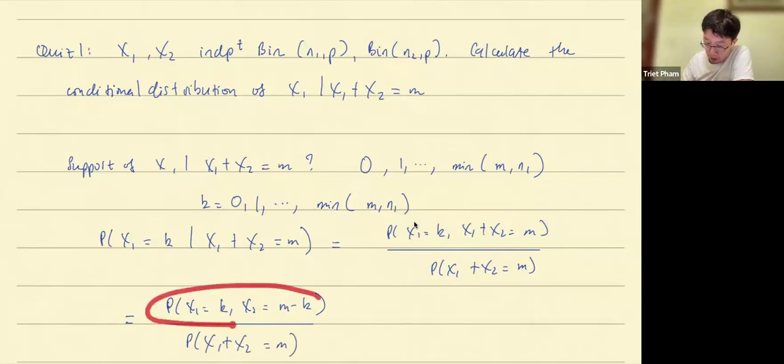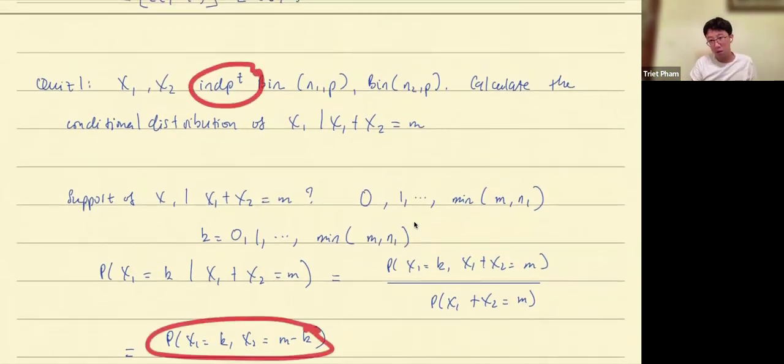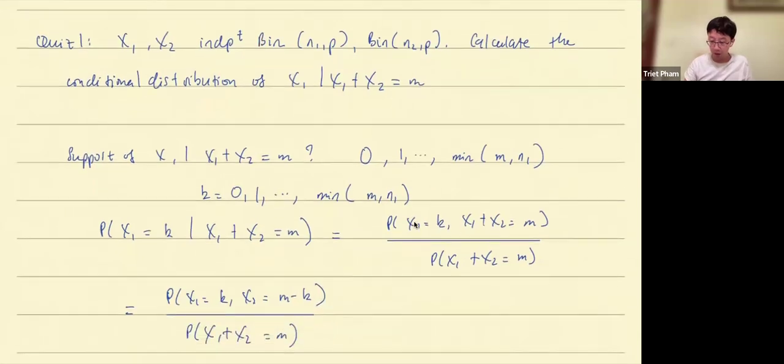And then what is this? Well, this is just a joint, right, of x1 and x2, and we know they're independent. So therefore, the top will be n1 choose k, p to the k, 1 minus p to the n1 minus k, and then n2 choose m minus k, p to the m minus k.